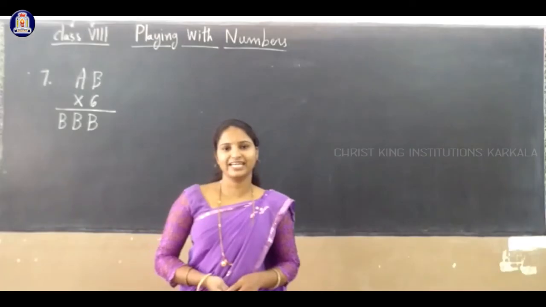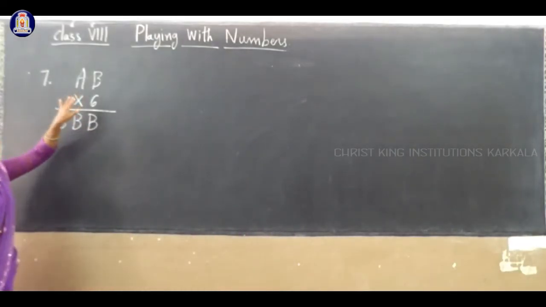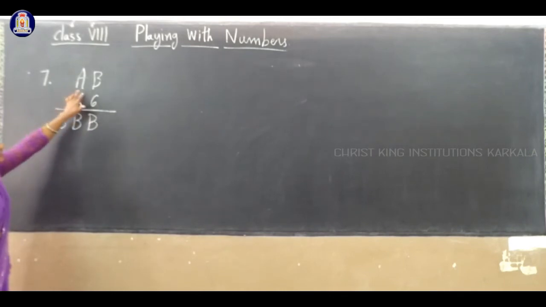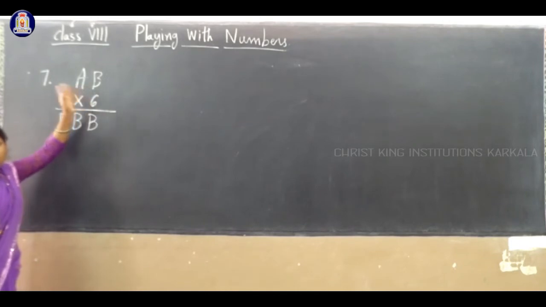Thank you. Okay, next question. You have to find the value of the letters A and B. In this question, two letters are given. One letter is A, another letter is B. So these values you have to find out.